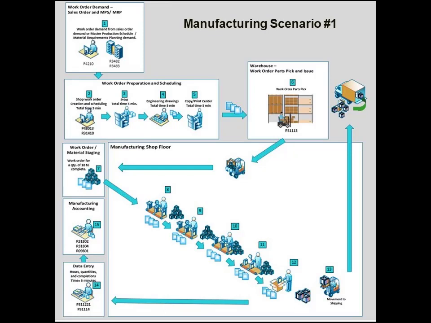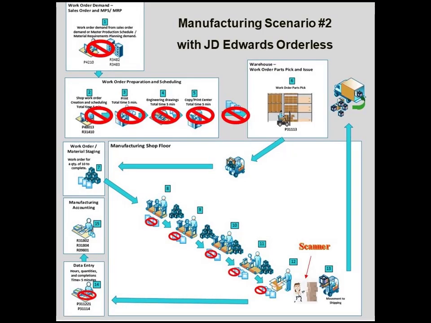The actual scenario was a computer accessories product line with stable demand running a rate of about 1,300 a day. I chose this scenario for simplicity to better explain the Orderless application and how it can be applied working with the typical life of a work order. Now, let's look at the scenario with JD Edwards Orderless.